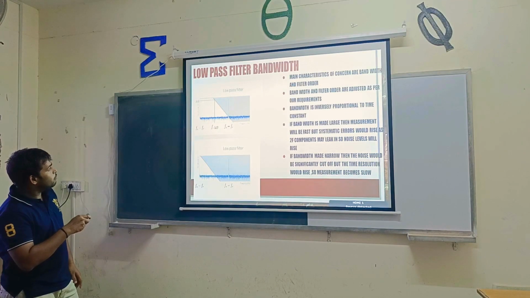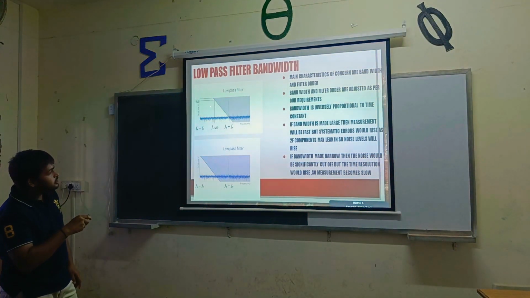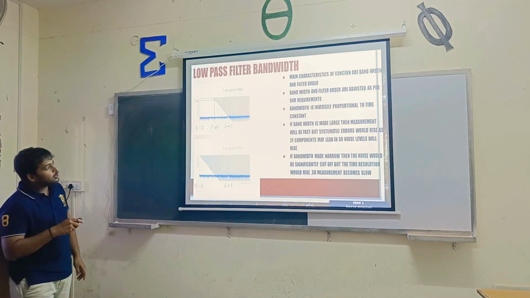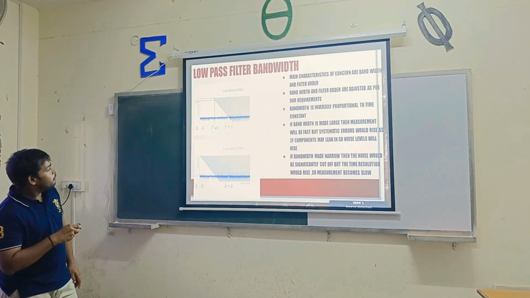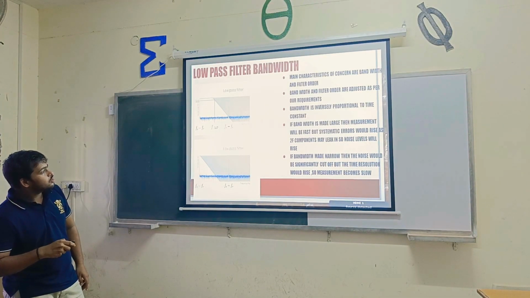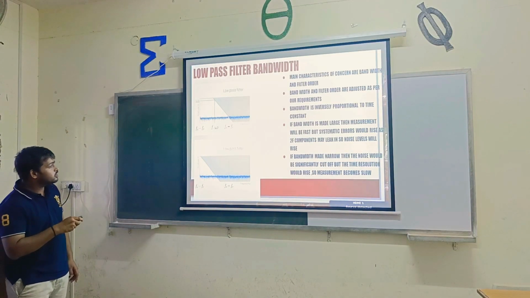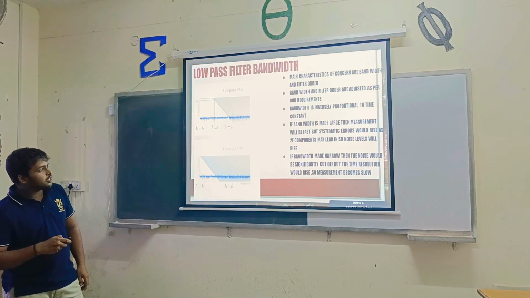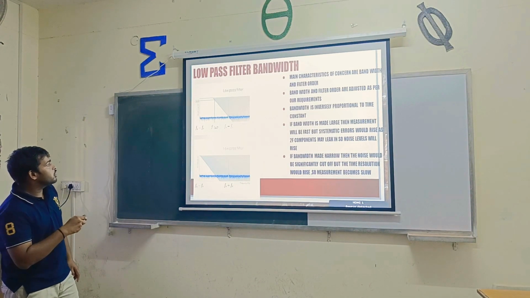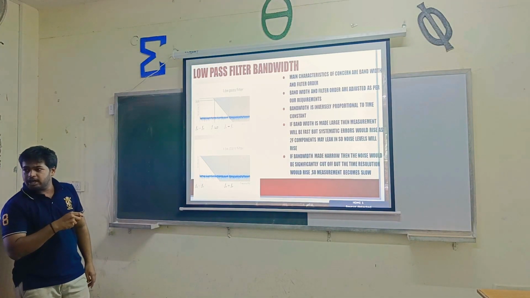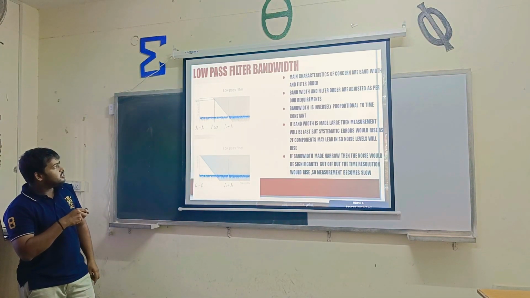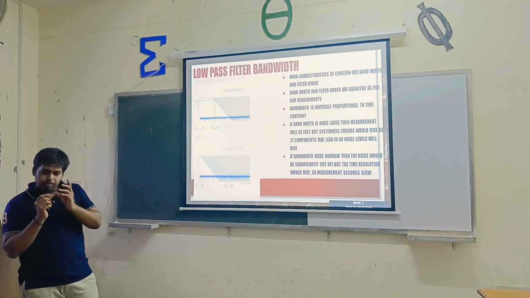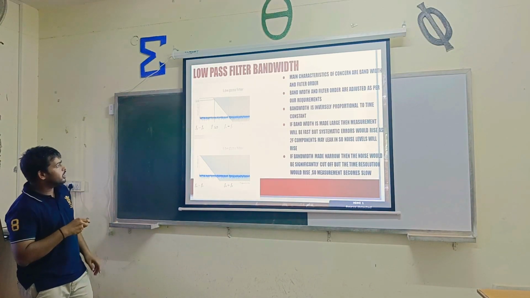So whenever the bandwidth is small, the acquisition time becomes high, and the measurement becomes slow. But when the bandwidth is large, the measurement becomes fast. Because we take the sum of cycles and then average it out to get our signal, and since it is embedded in the noise, we do averaging here.